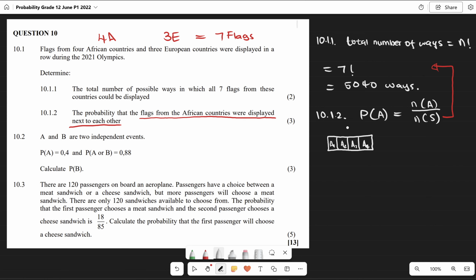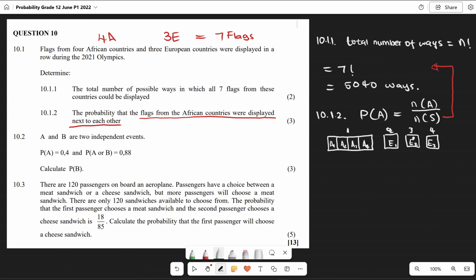If we treat this as one item, this is our first space. Then our second space will be reserved for the other flags which are remaining, which are just the 3 European flags. So we have 1, 2 and 3, let me say E1, E2, E3 is the first, second, and third European flag. So we have 4 spaces available. So how can we arrange these 4 items? This is 2, this is 3, this is 4.